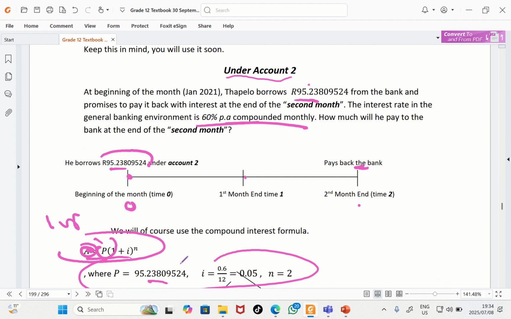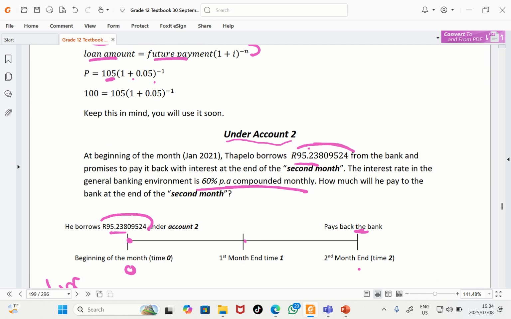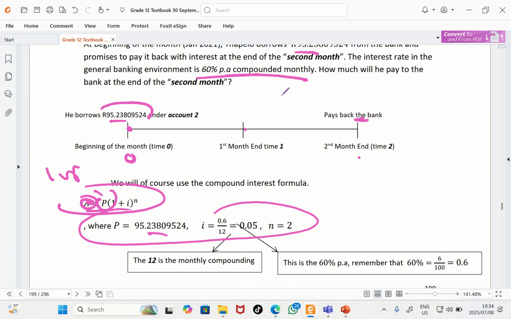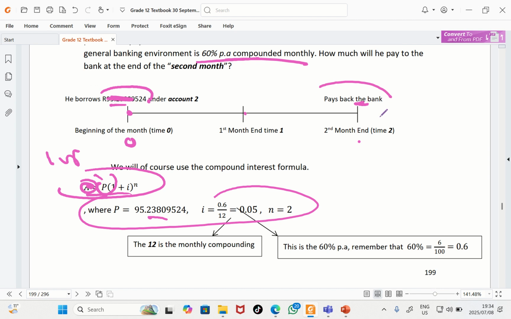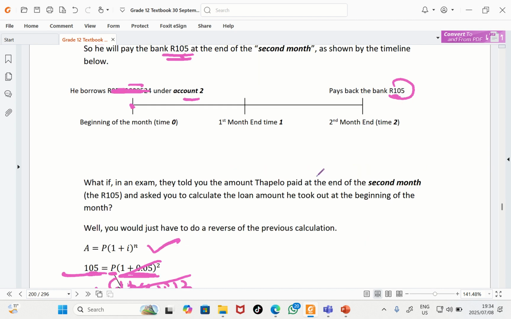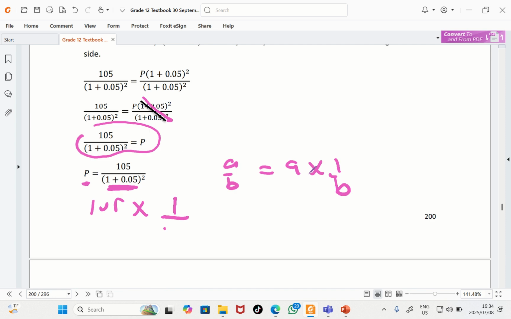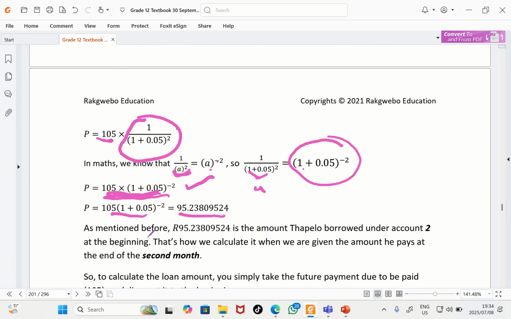Remember, I started the scenario by saying that he bought it for this much, and then I cancelled it and asked you guys to find that, and then the reverse of it. You guys get the point. So that's essentially that. That's how much he's going to borrow initially, such that after 2 months he pays them back 105.